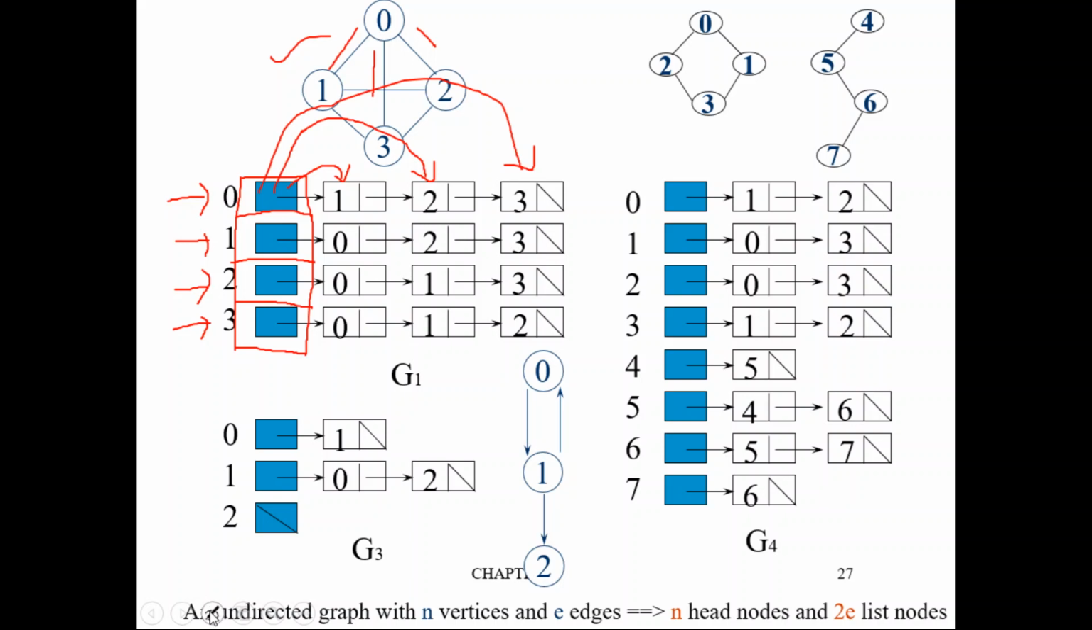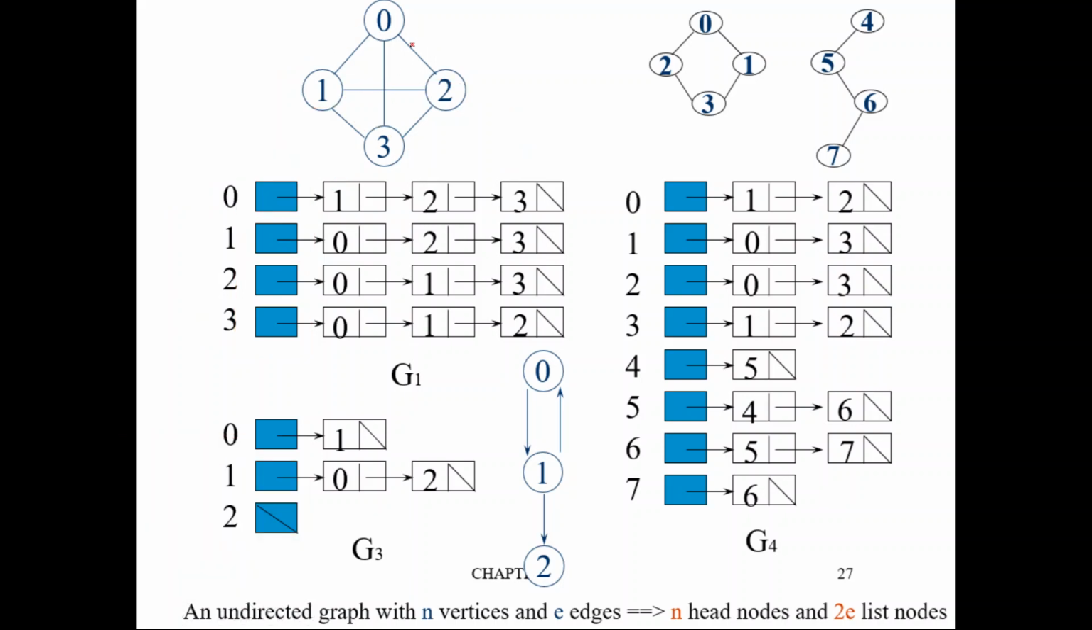From 0 how many edges are there? Only 3 edges are there: 0 to 1, 2 and 3. There is nothing more to it, this is only a way of representing. It looks like 1 to 2 and 2 to 3, but actually the meaning is 0 to 1, 0 to 2, 0 to 3.